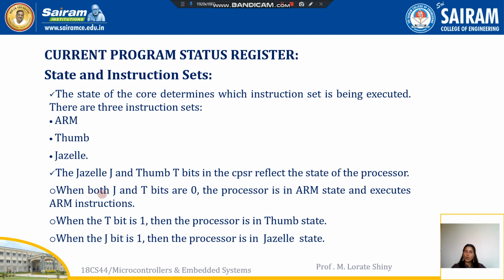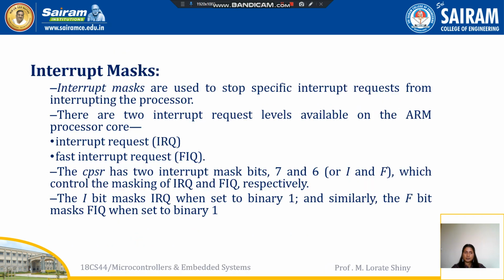So when both the J bit and T bit are 0, the processor will be in ARM state. Whenever the T bit is 1, the processor will be in Thumb state. Whenever the J bit is 1, the processor will be in Jazelle state.